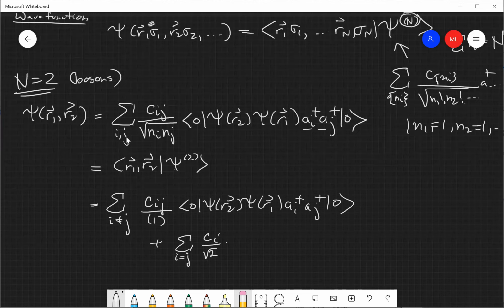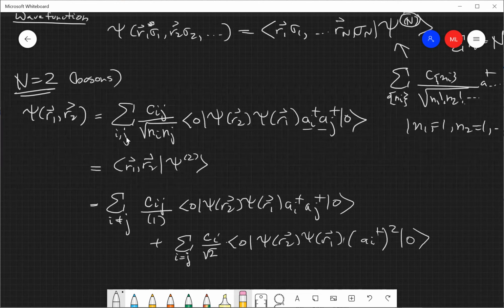And this is the vacuum expectation value of psi R2, psi R1, and this is AI dagger squared. Let's just say AI dagger squared. This is for bosons, so they can be in the same state I there. So, all right.